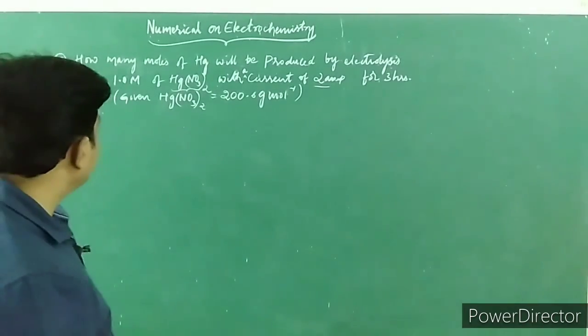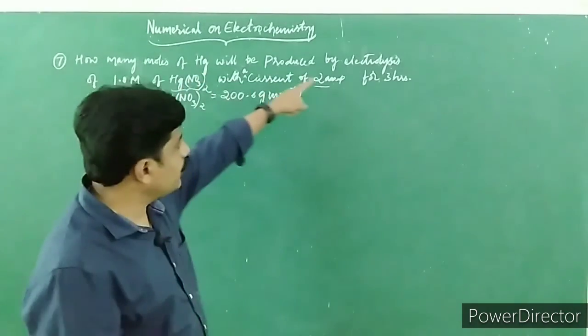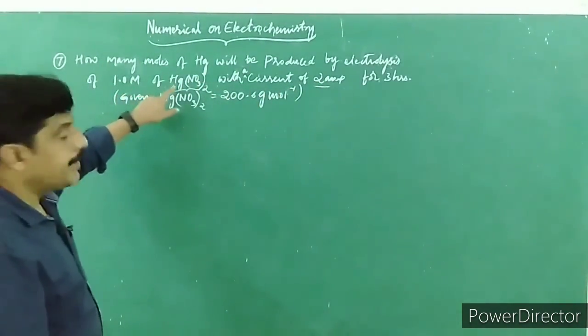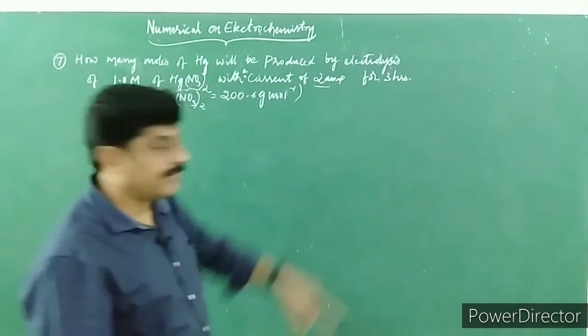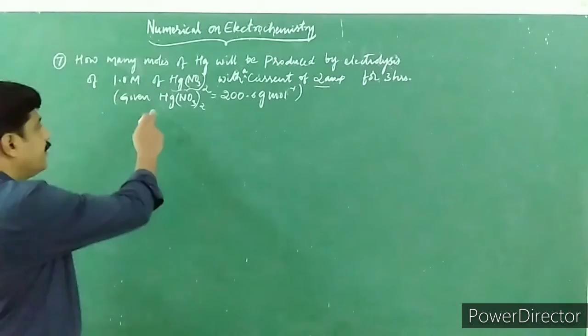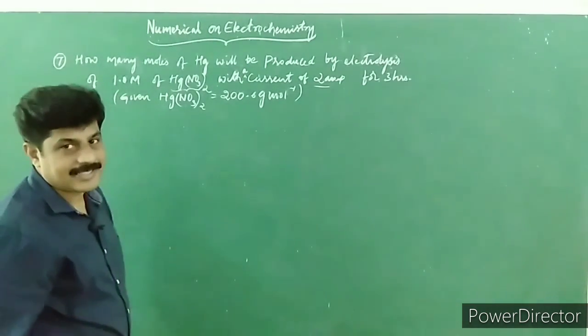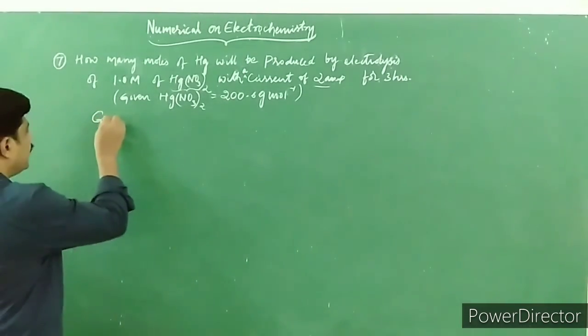Children, let me go for the next numerical. How many moles of mercury will be produced by the electrolysis of 1 molar mercuric nitrate with a current of 2 amperes for 3 hours? Given molar mass of mercuric nitrate is equal to 200.6 gram per mole. Children, let me write the given data for you.